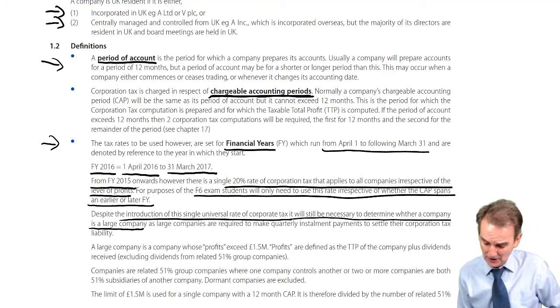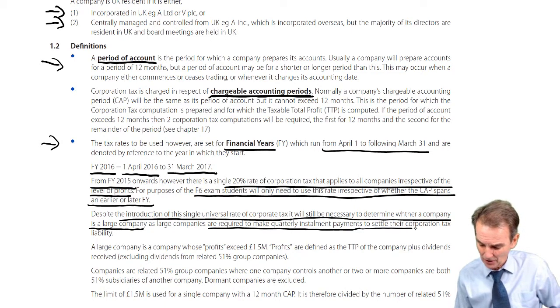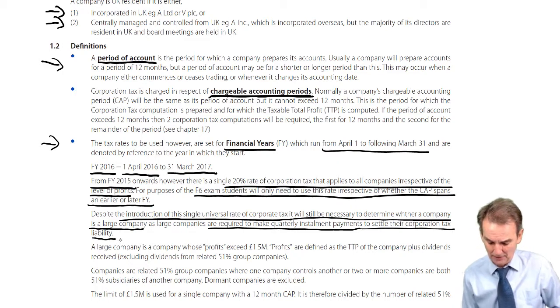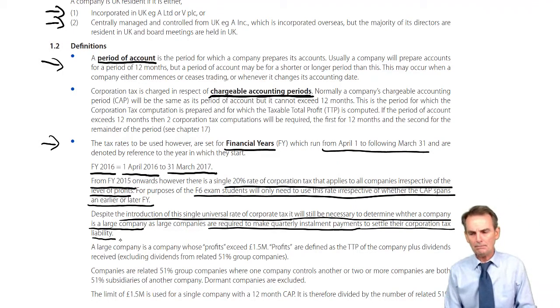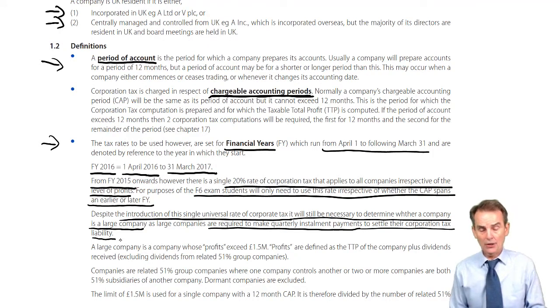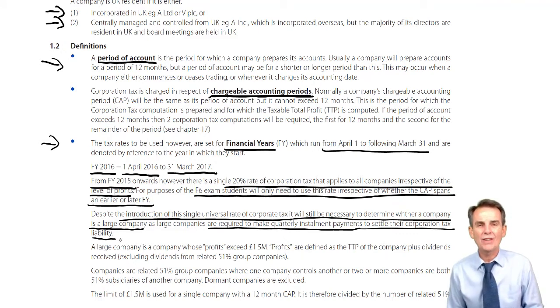Right, we've said here, we still need to know whether the company is large, as large companies are required to make quarterly instalment payments to settle their corporation tax liability, as we'll discover shortly. If you're not a large company and you're not required to make these so-called quarterly instalment payments, then any and all other companies have a very simple system. They must settle their corporate tax liability by 9 months and 1 day after the end of the accounting period.